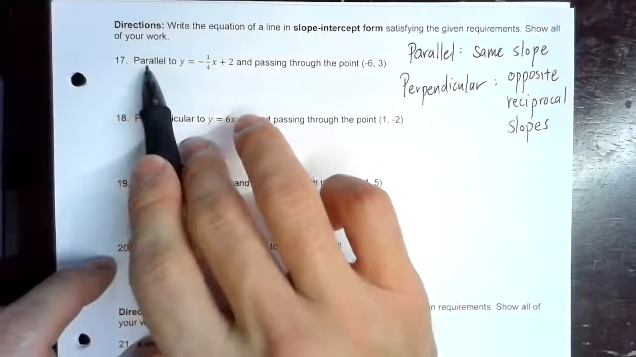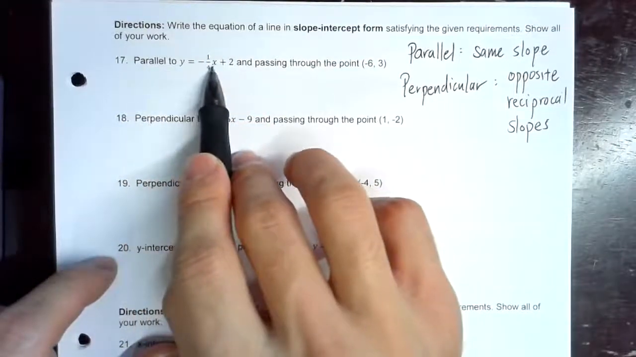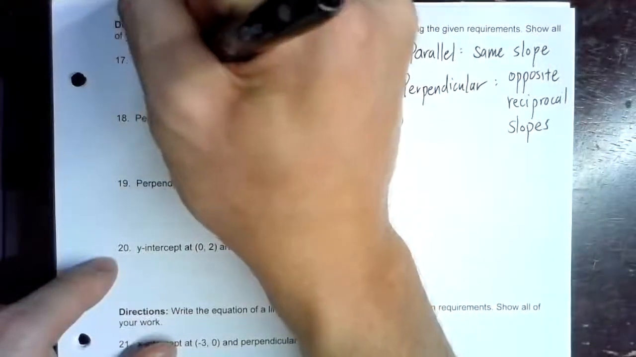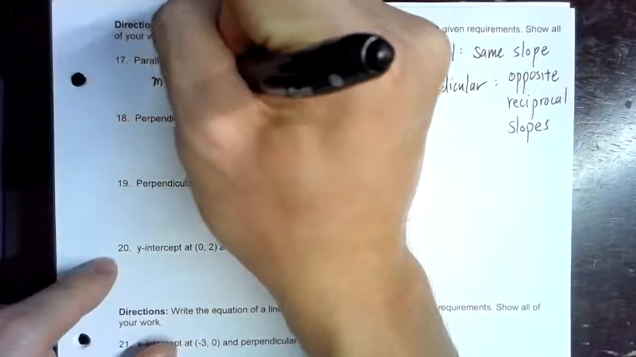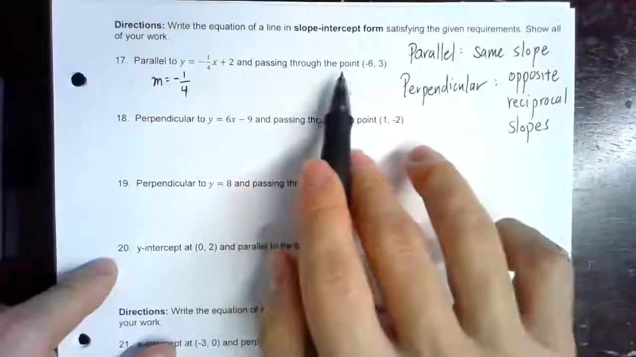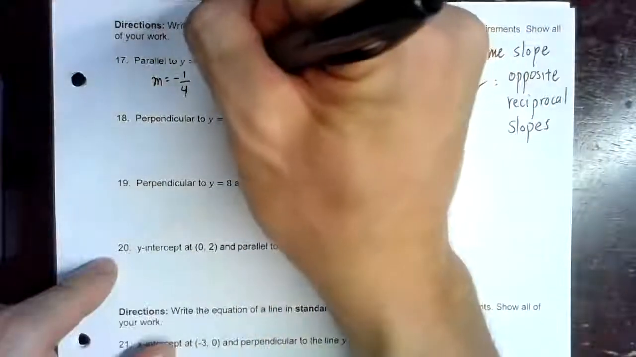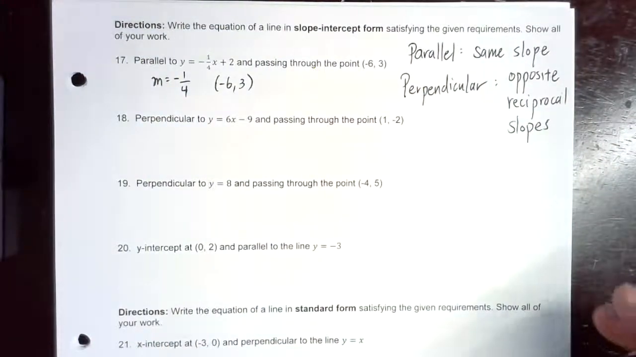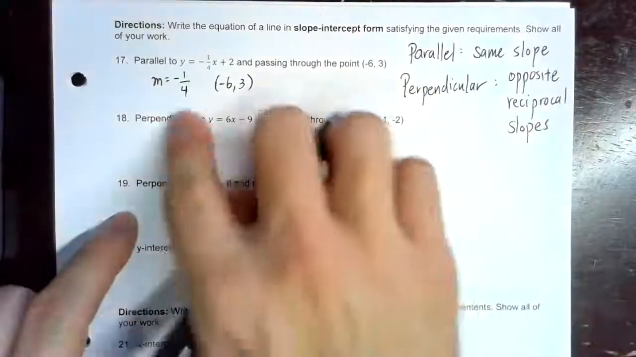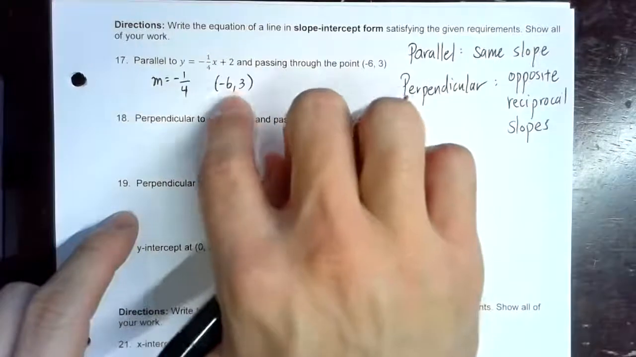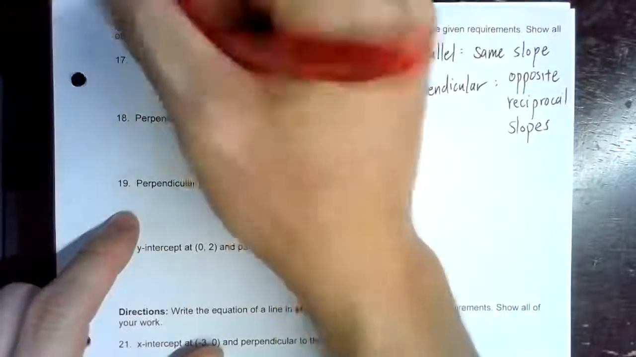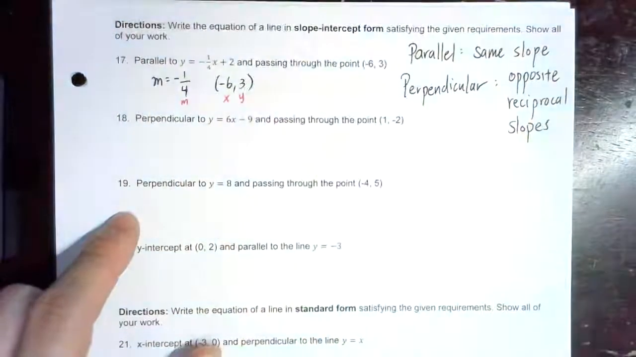So if the line is parallel to y equals negative 1/4 x plus 2, we know that the slope has to be negative 1/4, and we know that it has the point negative 6, 3. So we are capable of calculating the equation of this new line. Plug this into x, plug this into y, and plug this into m.